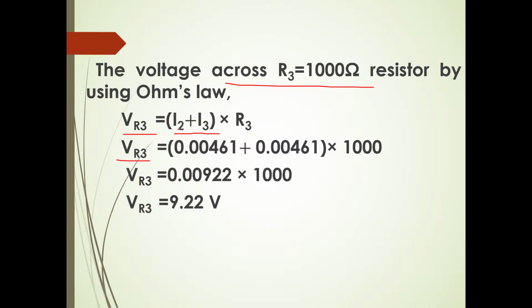So VR3 is equal to, I2 value is 0.00461, I3 value is 0.00461. So (0.00461 plus 0.00461) into R3 value, 1000. Add these two, 0.00461 plus 0.00461. If you add, you will get 0.00922 into 1000.